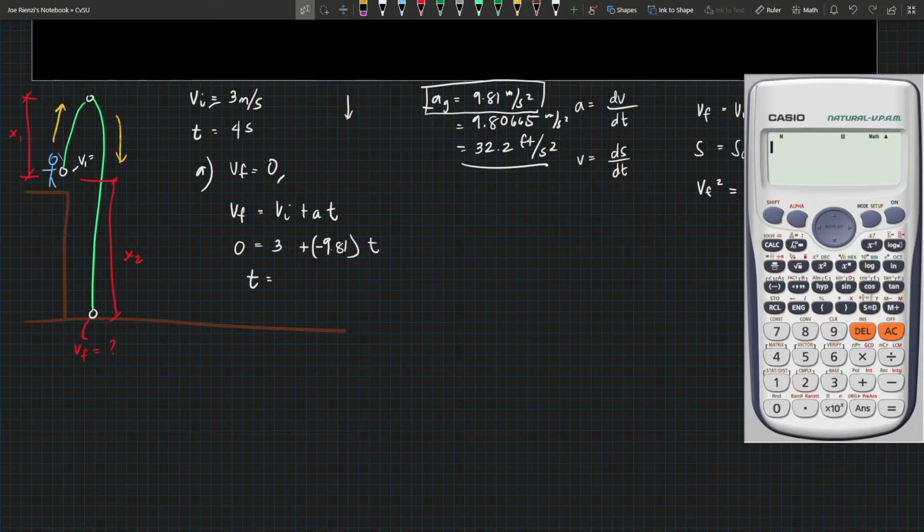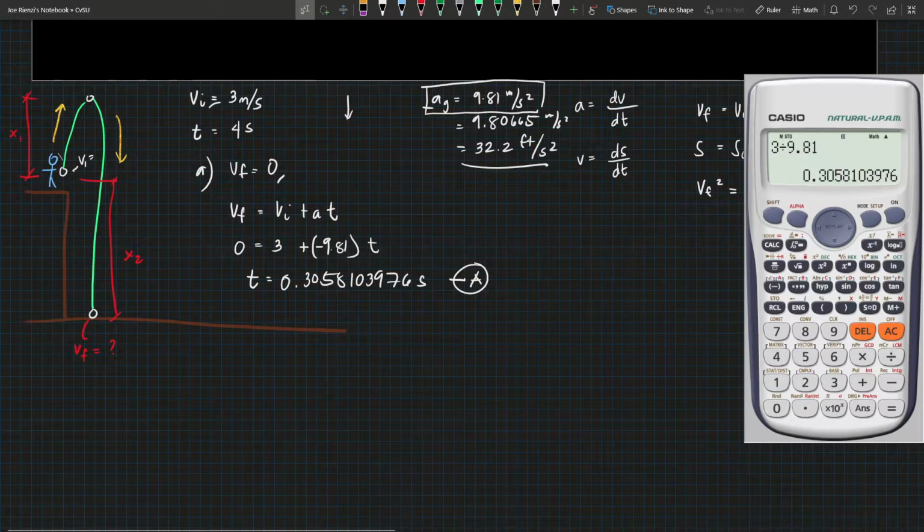So, sabi sa calcu, we have 3 divided by 9.81. So we have here 0.3058 1039 seconds. So ako, isasave ko to, yung value niya sa A. So shift store A. So nakasave siya doon.